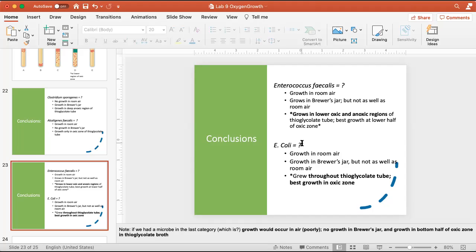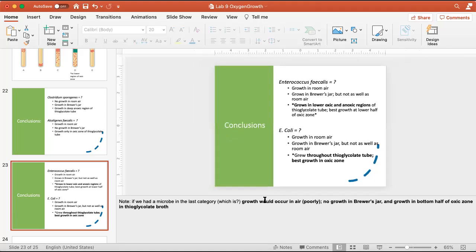Now, there is one other category, right? There is the microaerophile, and we didn't get to see one of those. But if we had a microaerophile organism, what we would see, and I've got this down at the bottom here for you, is growth in air, but it would be poor growth.